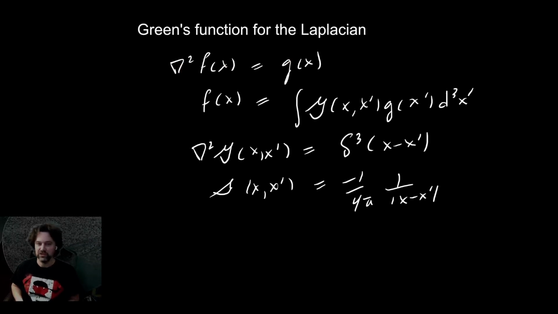We seek a solution. f of x is the convolution of our Green's function with our forcing function over all space. And this convolution is equivalent to requiring that the Laplacian of the Green's function has the behavior of a delta function. And we found the specific form of the Green's function for the Laplacian, which is g of x prime is minus 1 over 4 pi times 1 over the absolute value of the difference of x and x prime.